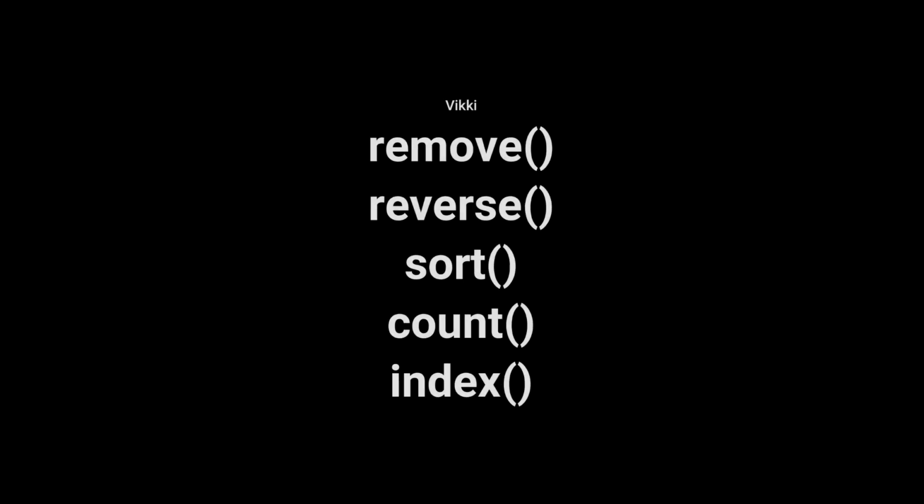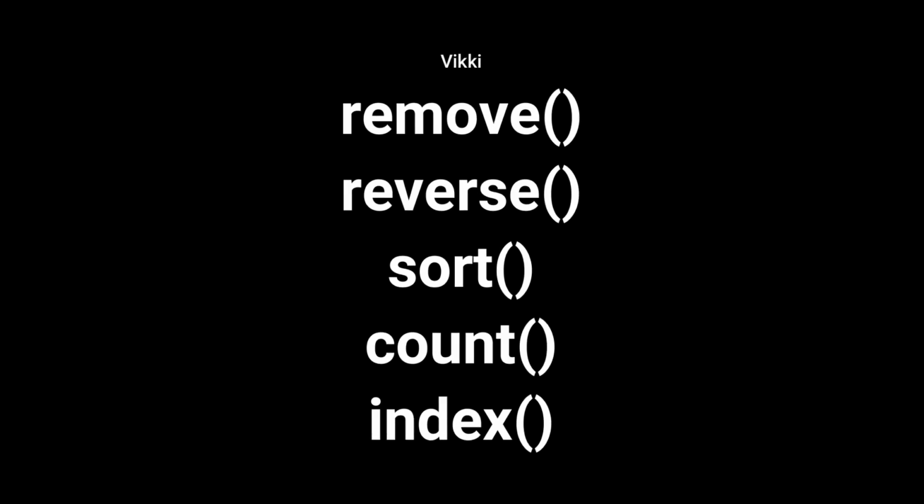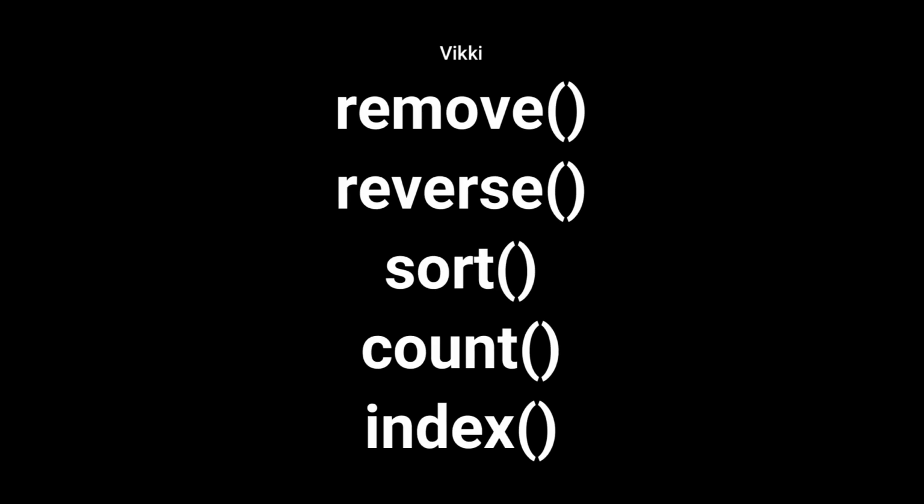Thank you. Hi everyone, my name is Vicky. Today we are discussing list functions and tuple functions. List functions: the first method is the remove method, the second is the reverse method, the third is the sort method. Tuple functions: the first method is count and the second is the index method.